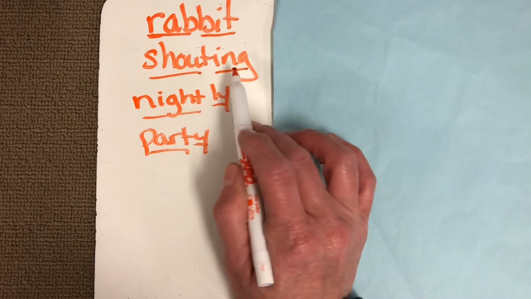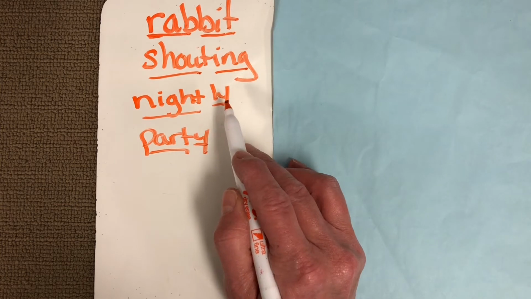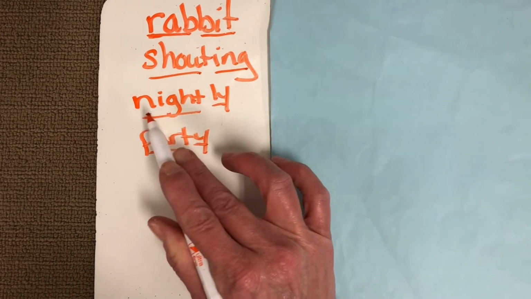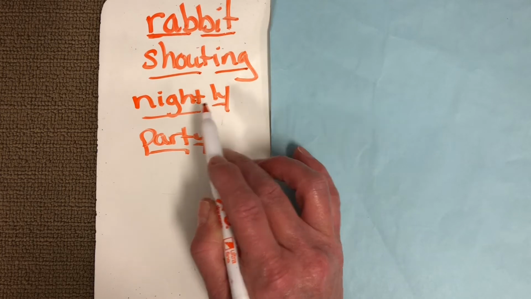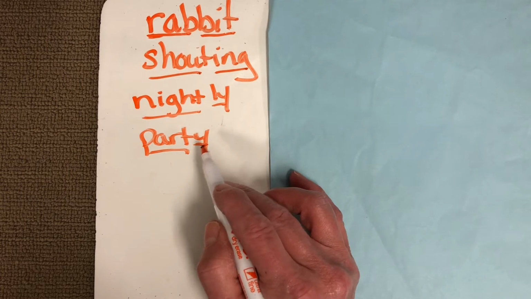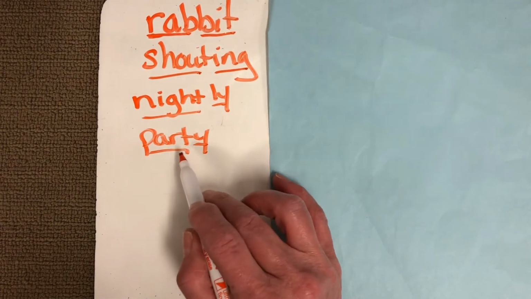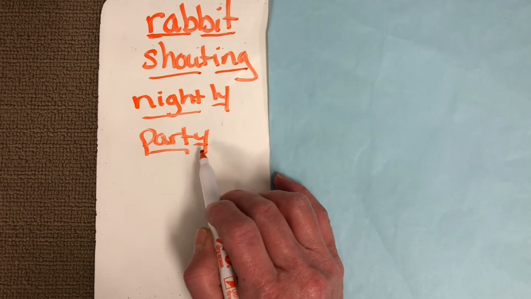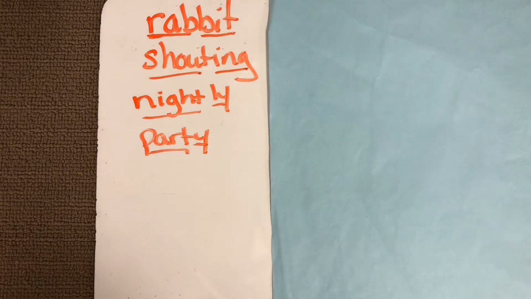What's the word? Shouting. We know that ly makes the li sound. So figure out the first syllable, night, the second syllable, li. What's the word? Nightly. And we know that the y makes the e sound. What's the first syllable? Part, the second syllable, e. What's the word? Party.